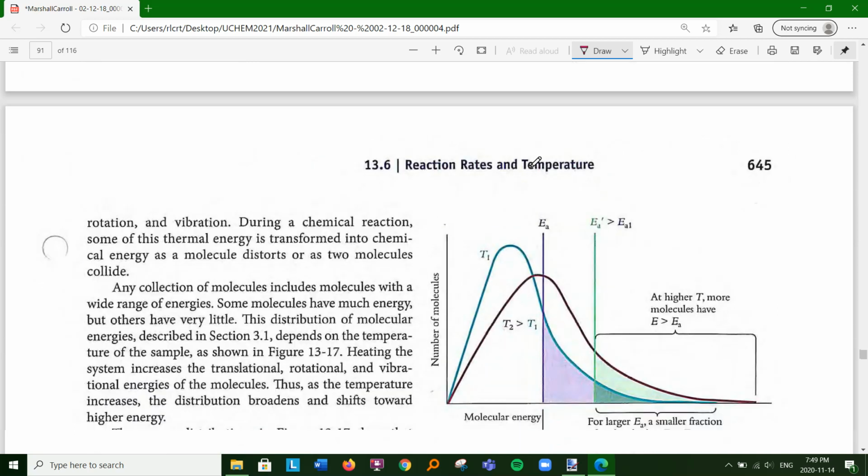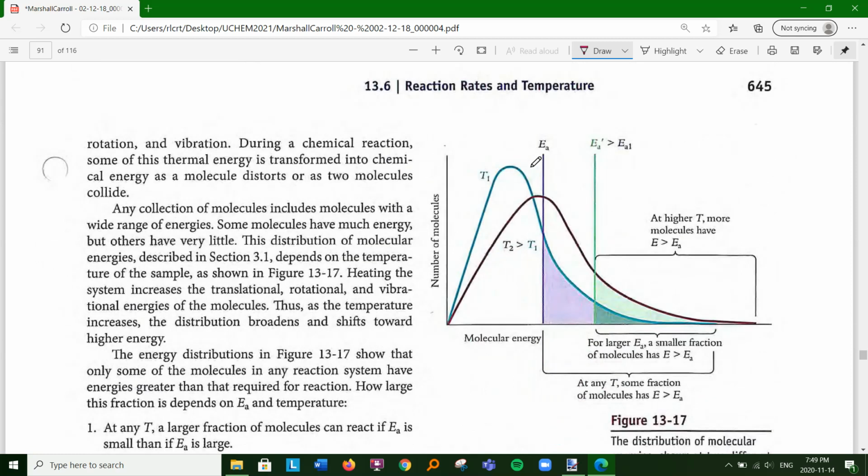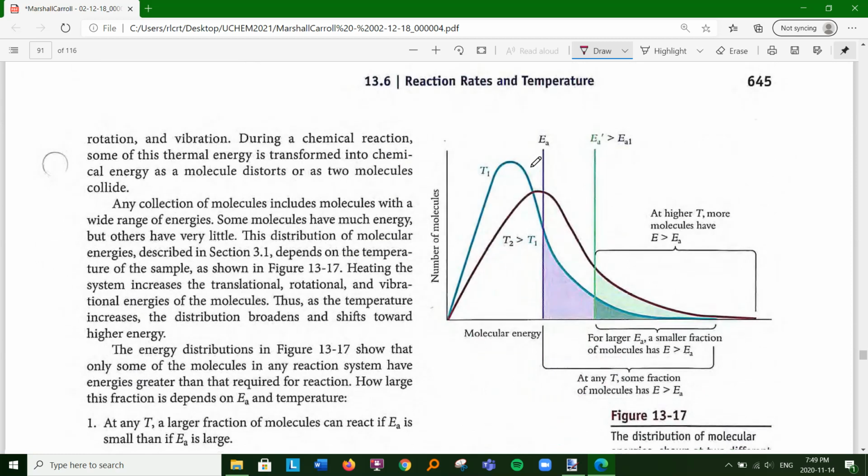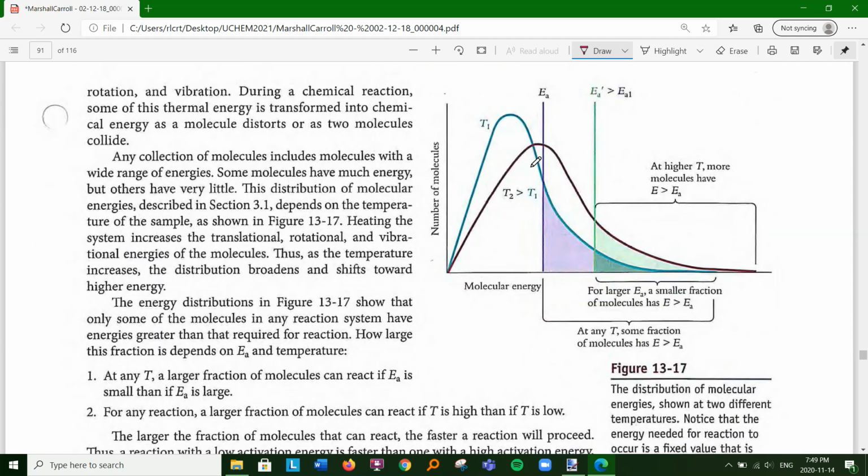So now what about temperature? Here I have a Maxwell-Boltzmann distribution curve. We'll just call it an energy curve. And we have a plot here of fraction of particles or number of molecules versus molecular energy. And so we have an activation energy, and I'm just going to fix it there. And let's look at this curve T1.